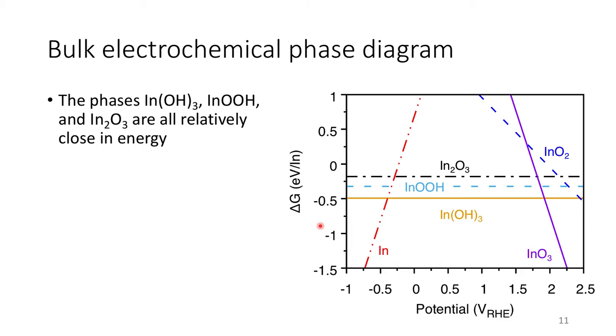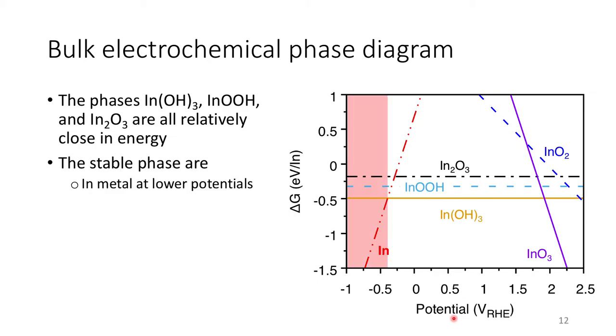The energies of these phases are computed relative to the indate ion, or the InO2 negative ion, which is the stable substance at this pH from the Pourbaix diagram. The x-axis is the potential relative to the reversible hydrogen electrode. The way to interpret this diagram is to look at the phases with the lowest energy as a function of potential. So, starting with the low potential region, indium metal is the stable phase.